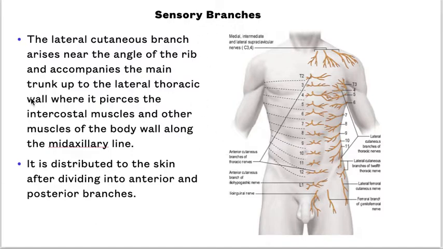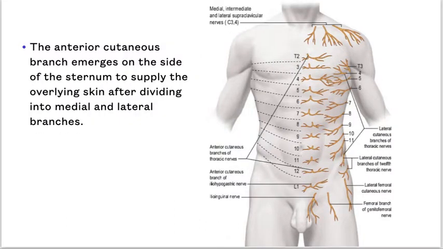Now, the lateral cutaneous branch arises at the angle of the rib and accompanies the main trunk up to the lateral thoracic wall, where it pierces the intercostal muscles and other muscles of the body wall along the mid-axillary line. It is distributed to the skin after dividing into an anterior and a posterior branch. The anterior cutaneous branch emerges on the side of the sternum to supply the overlying skin after dividing into a medial and a lateral branch.